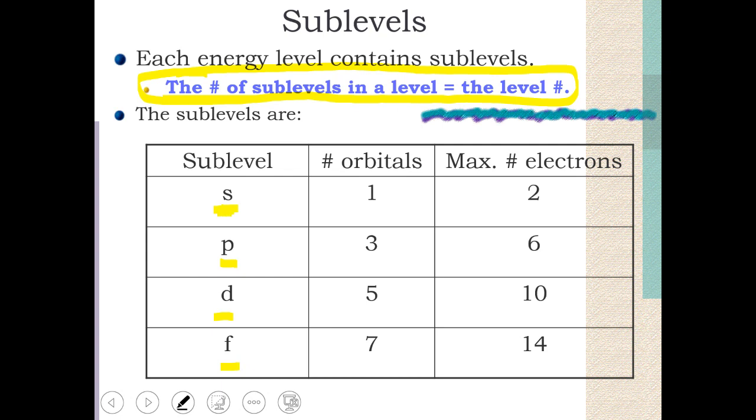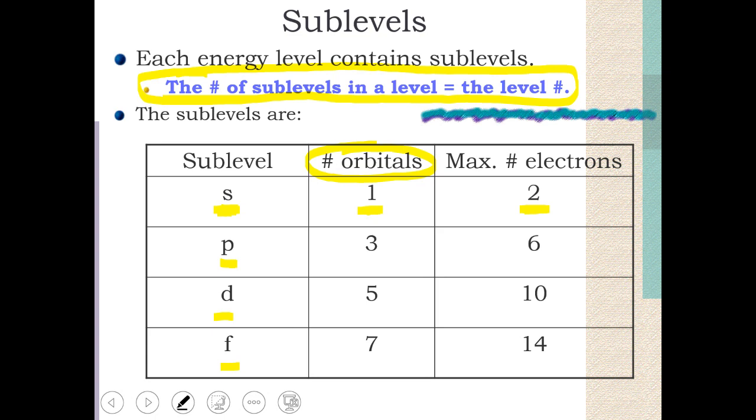An s sublevel only has one area where you can find electrons. Remember, an atomic orbital is the area described by the wave equation where you're most likely to find electrons. Each orbital can hold 2 electrons, so an s sublevel has a maximum capacity of 2 electrons. It doesn't matter if that s sublevel is on the first energy level or the second or the third, an s sublevel always holds a maximum of 2 electrons.